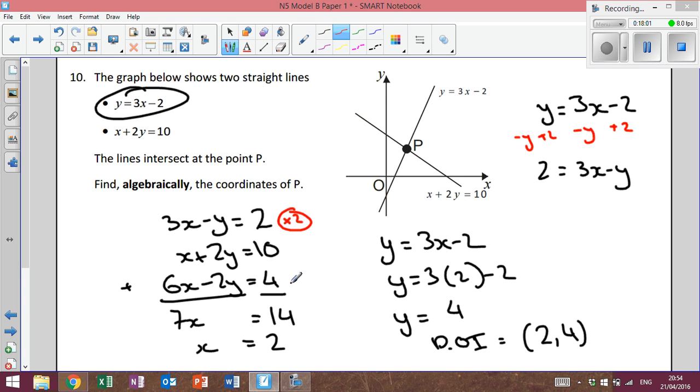And then marking, you're going to get one mark for making them the same, one mark for your x, one mark for your y, and then one mark for your point of intersection.